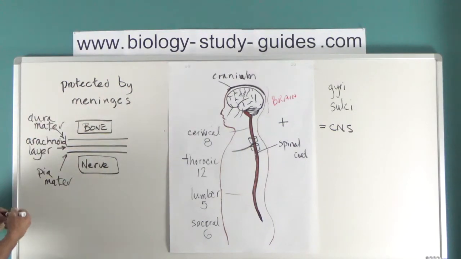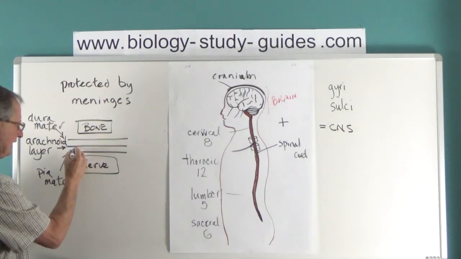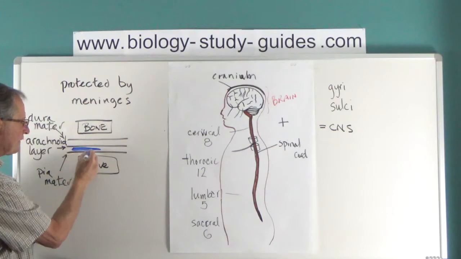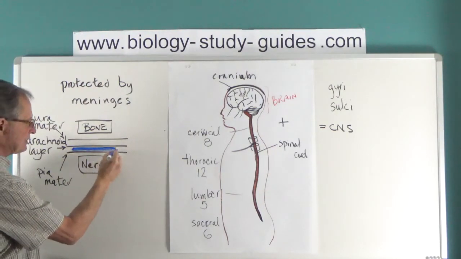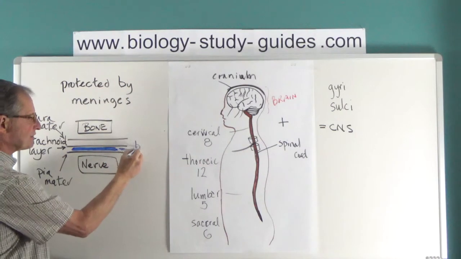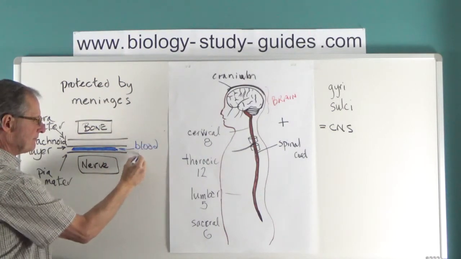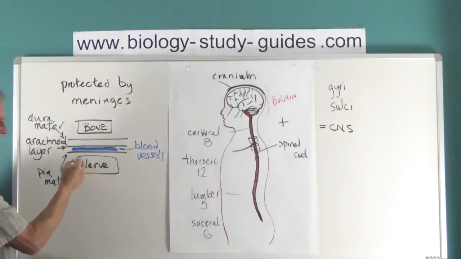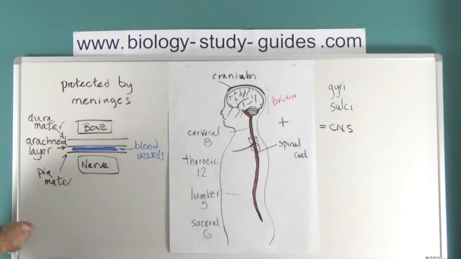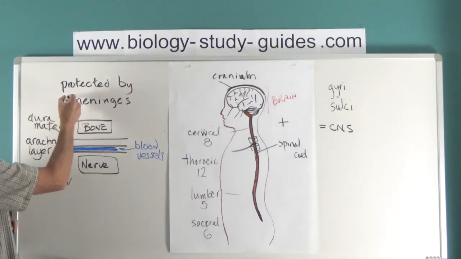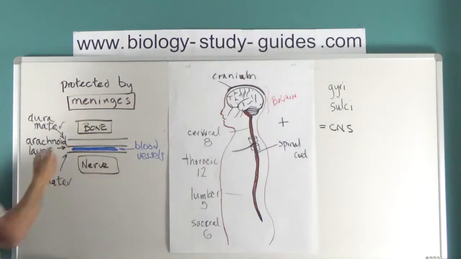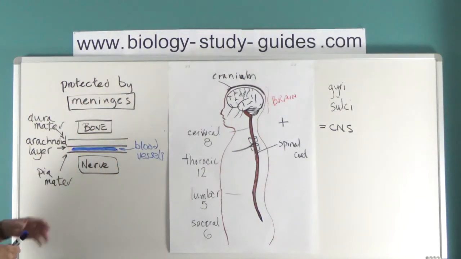In between the arachnoid layer and the pia mater is a thing called the arachnoid space. And it's in this layer that blood vessels travel to feed the nerve tissue itself. So it's very delicate, protected by the dura mater, arachnoid layer, and pia mater, which make up the meninges. And you may have heard of meningitis. Meningitis is inflammation of the meninges.